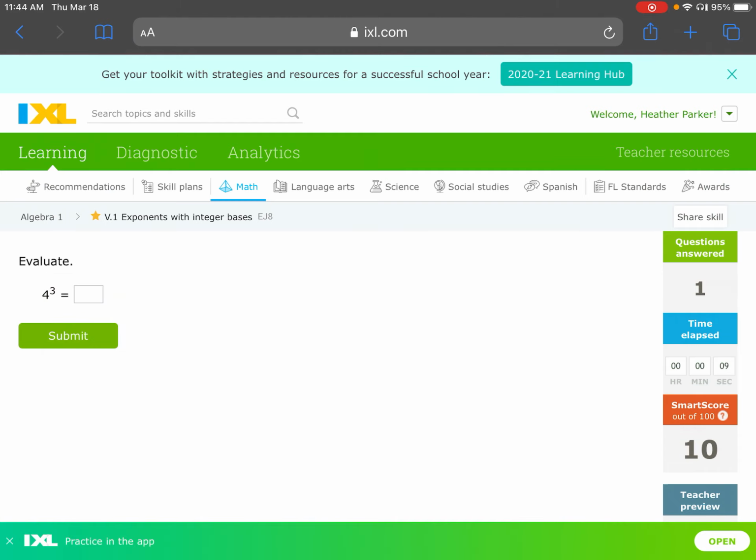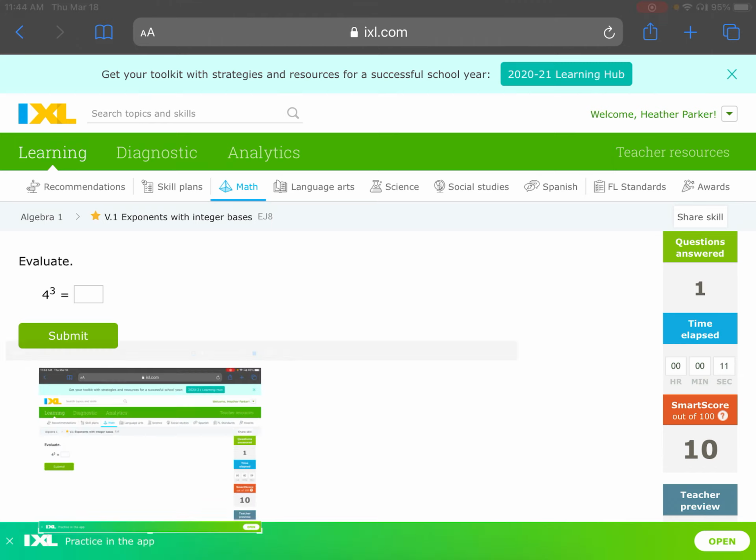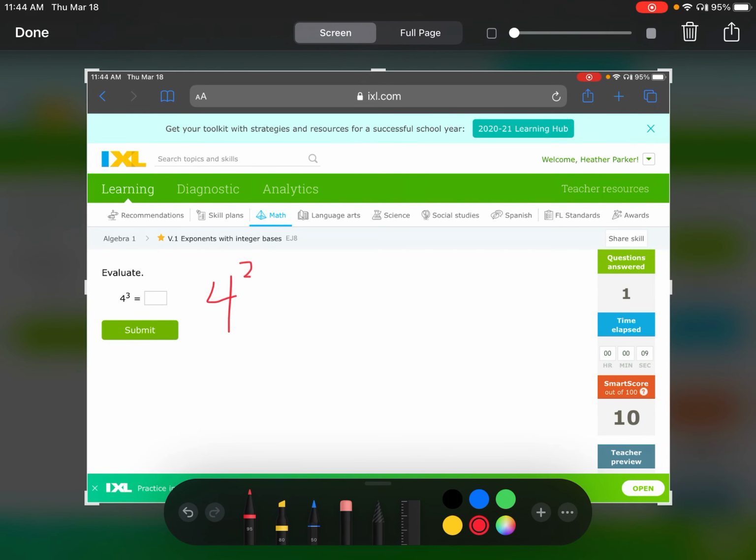4 cubed means 4 times 4 times 4. So 4 to the third, the 4 is the base, the 3 is the exponent. The exponent tells you how many times to multiply the base. So 4 times 4 is 16. 16 times 4 is 64.